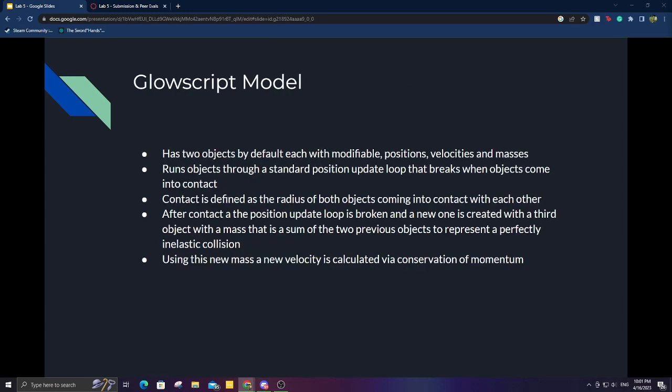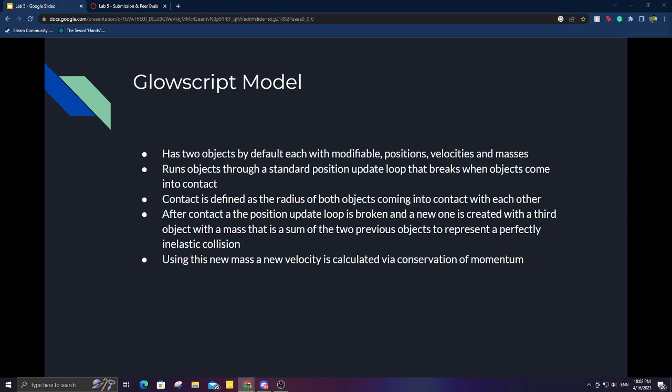Now I'd like to go over my GlowScript model. Before I show the actual code, I wanted to run through my process so it is easier to understand. Firstly, the model starts with two objects, each with their own initial velocity and mass. Because it is a collision, we don't look at outside forces, and those are ignored, and we stick to the initial velocity for the purposes of this lab. The two objects then run through a standard position update loop, very similar to previous labs, and at the end of this loop, there's a break that triggers if the objects come into contact, where contact is defined as the radii of the two objects touching.